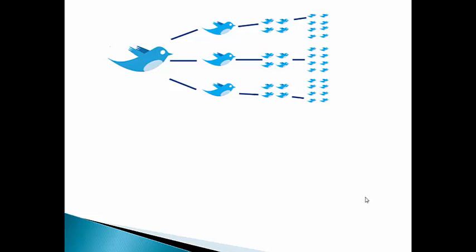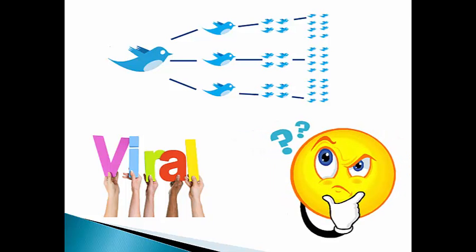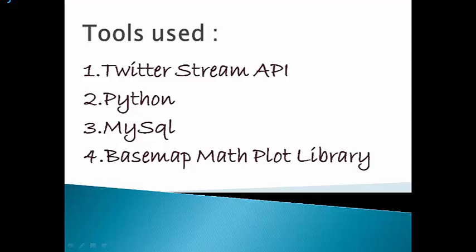So our aim was to understand how trending news spread globally on Twitter. One of the key words in today's social media is viral. So what exactly makes these tweets go viral? In order to understand this, we made use of the following tools: the Twitter Stream API, Python language, MySQL database, and the BaseMap Matplot library to plot the points on the world map.